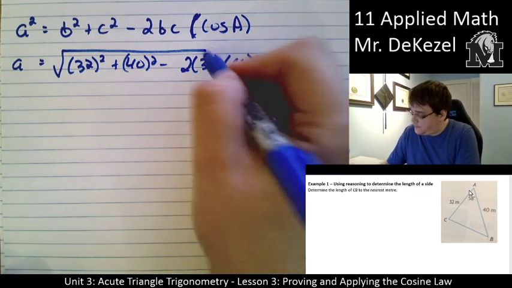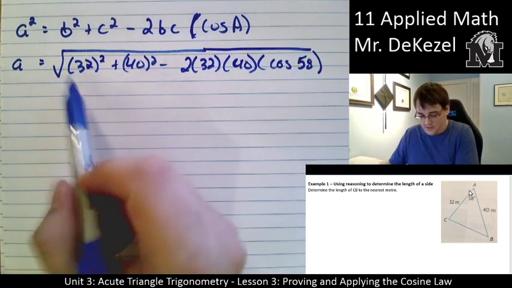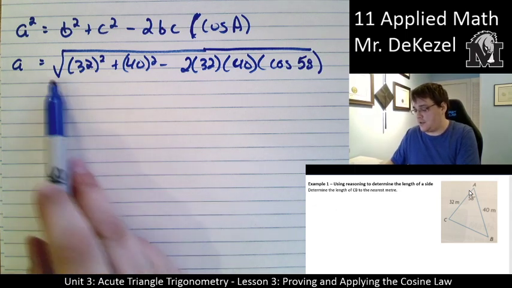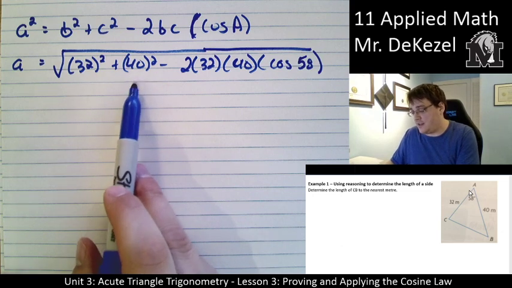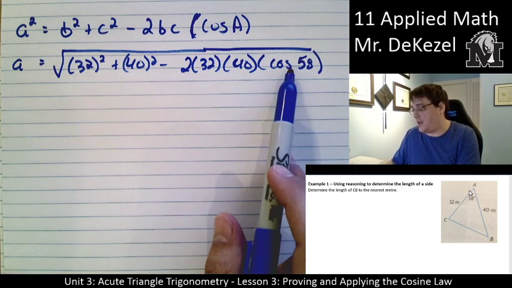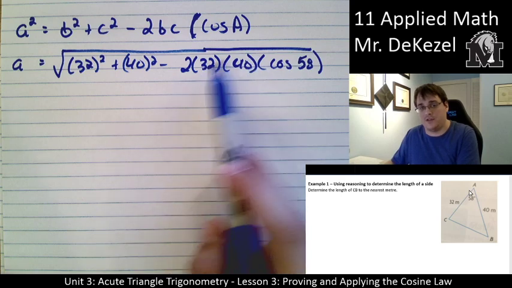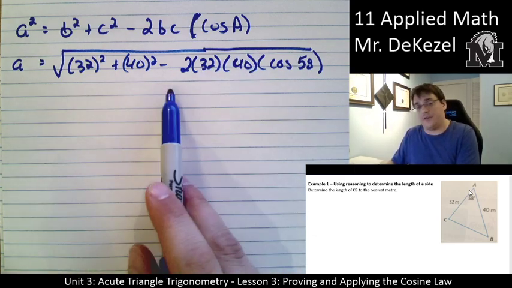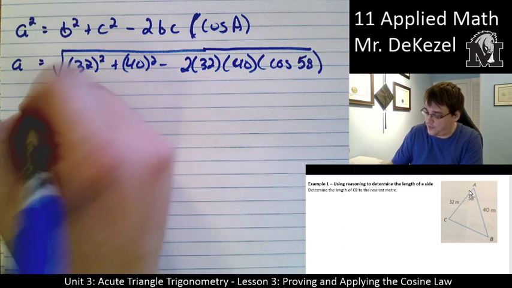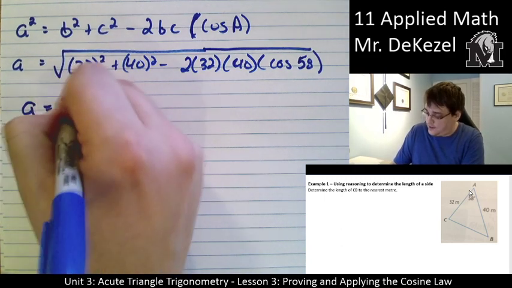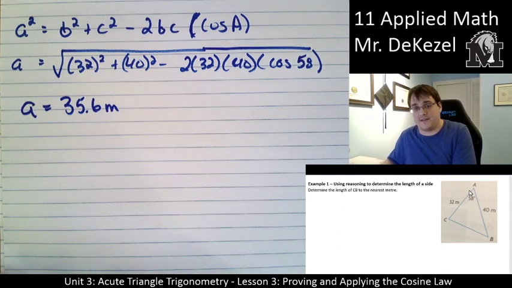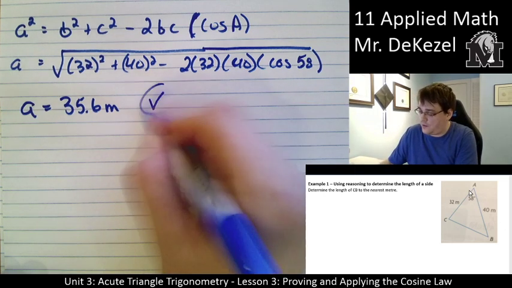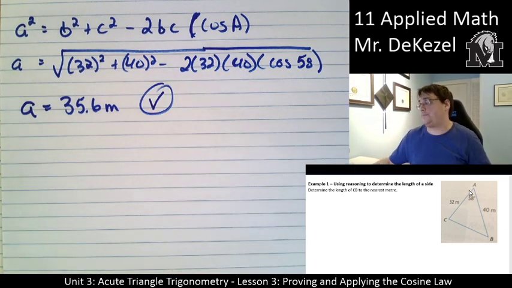So what I would do is I would do this all individually first. I would find out what the 32 squared is and write that number down. Find out what 40 squared is and write that number down. I would find out what the cos of 58 is, multiplied by 40 times 32 times 2. Write that all down. Add them all up and square root them. What we find out is that A is equal to 35.6 meters. And that makes sense. It is somewhere around 32 and 40. That's nothing crazy. So that answer makes sense to me.